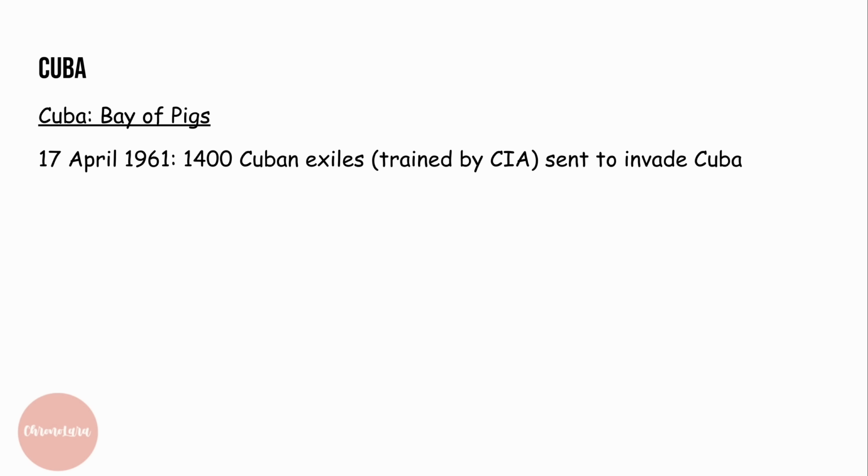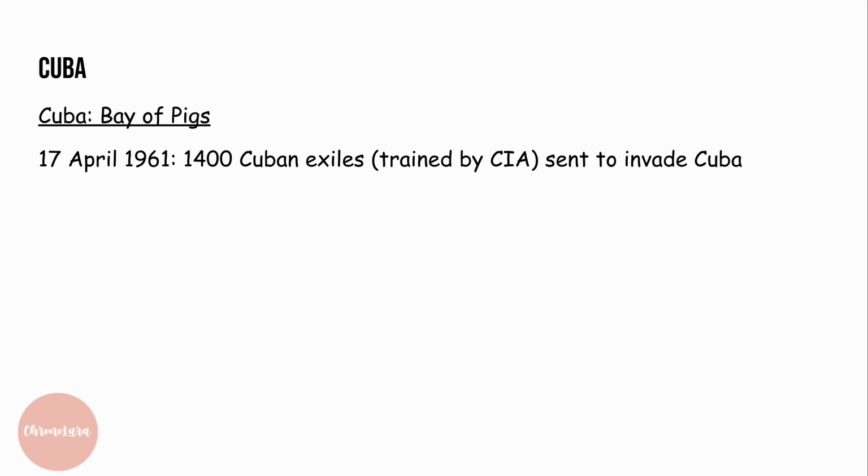Bay of Pigs crisis, I was just talking about this. 17th of April 1961. Now, Cuba is 90 miles away from the US. Cuba is a communist country. Khrushchev cannot handle the fact that he's got a communist country 90 miles away from him, and he needs to make sure that they don't somehow attack him.